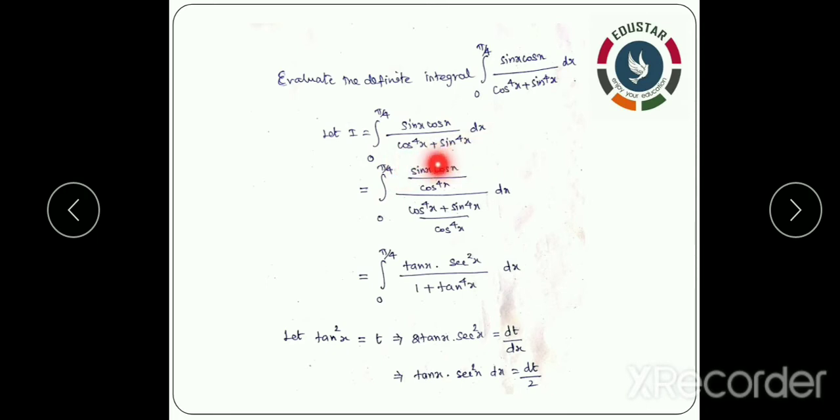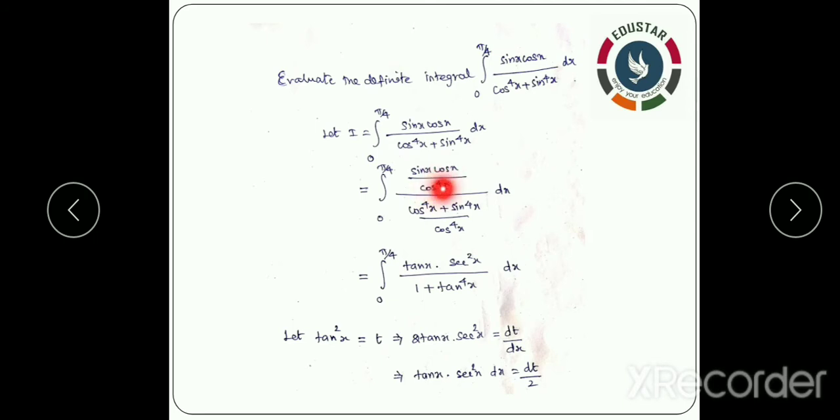Then, in the given function, we can divide the numerator and the denominator by cos⁴x. Then we get the integral from 0 to π/4 of sin x cos x by cos⁴x, divided by cos⁴x plus sin⁴x divided by cos⁴x, dx. Then we get sin x by cos x, we can write tan x. Then cos x will be cancelled.